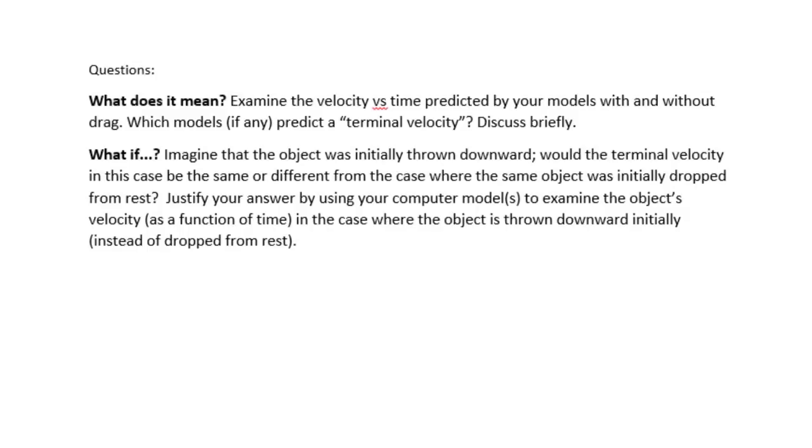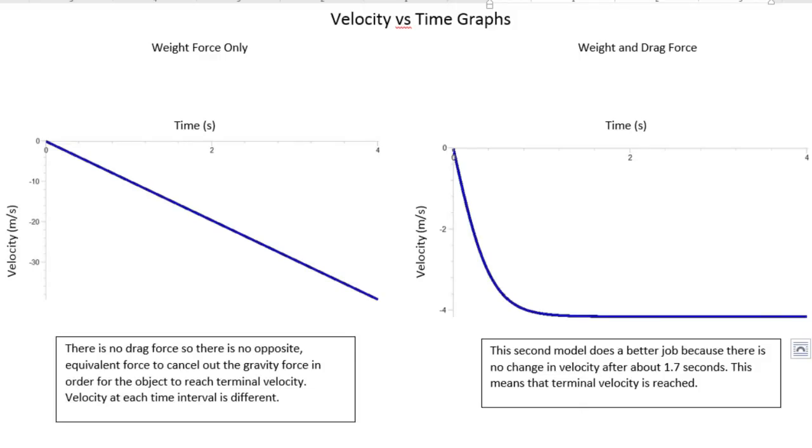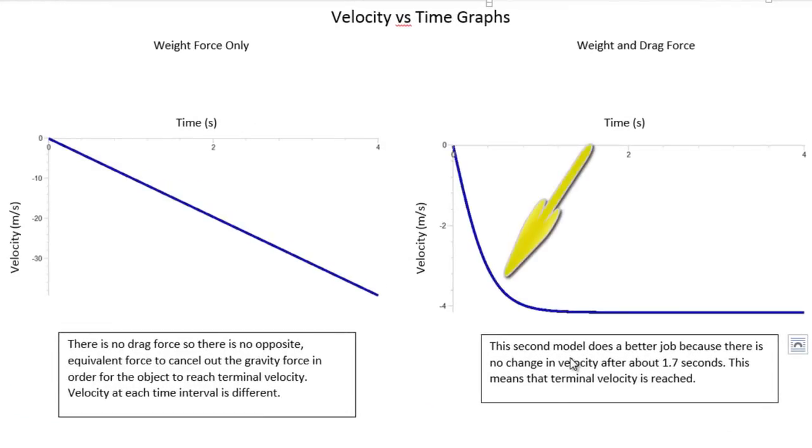What does it mean? The second model, accounting for both the weight and the drag force, does a much better job of showing terminal velocity. Terminal velocity is achieved because the object has enough drag that is equivalent to the weight force, so net force is zero, meaning velocity is constant. Gravity was the prevalent force in the beginning, which is why the graph was curved initially. But later it becomes linear due to the zero acceleration and constant velocity.